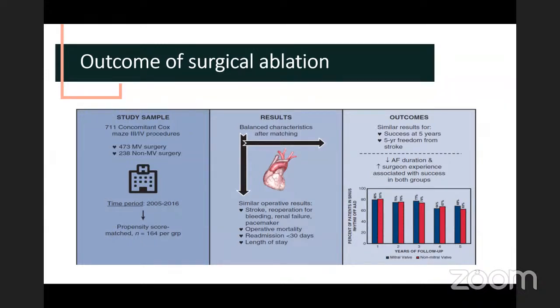What they found is that one of the prognostic factors for restoring sinus rhythm was the duration of AFib. The shorter the duration of AFib, the more chance to have sinus rhythm. So the longer the patient has had AFib, the higher the rate of failure for surgical ablation. It also showed that surgeon experience played an important role in success for restoring sinus rhythm.